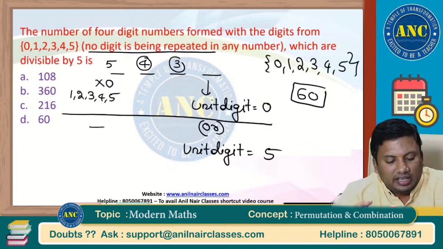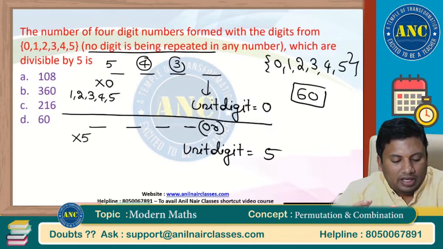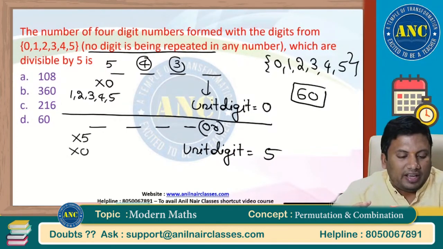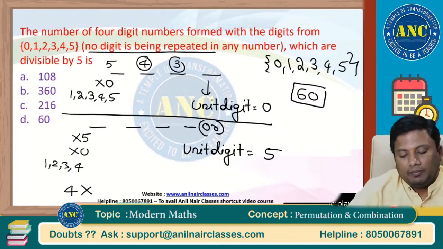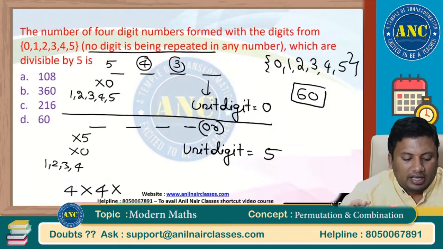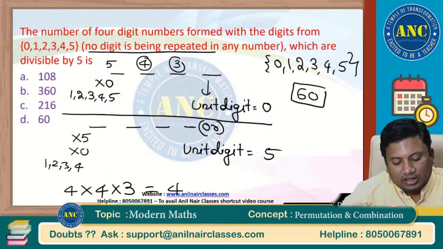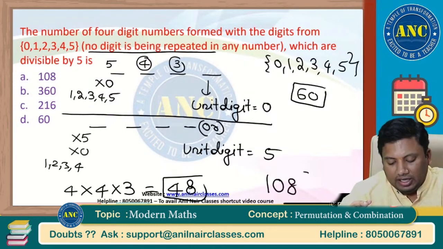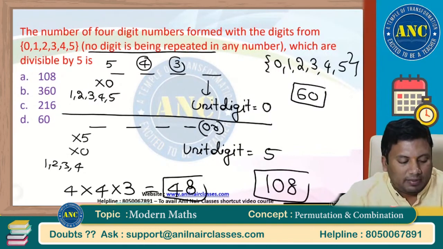If the unit digit is 5, here 5 cannot come. Here 0 also cannot come. So 5 and 0 cannot come; here 1, 2, 3, 4, so 4 digits can come. Out of 6 digits, leftmost and rightmost are fixed. Remaining it is 4 into 3. So these are nothing but 16 3s are 48. 60 plus 48 is nothing but 108.